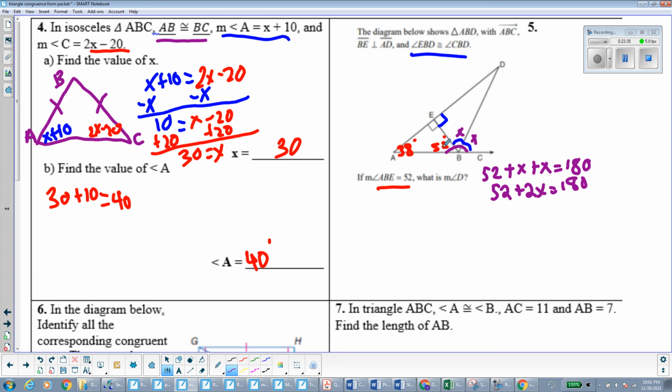Notice we're doing all the steps that I said before. All we're doing is subtracting 52 from 180. That's our first step. That's 128. And then dividing by 2 because both of these angles are equal to each other. So that is 64 degrees. So we just found that instead of putting x's here to represent these angles, each one of these angles is actually 64 degrees.